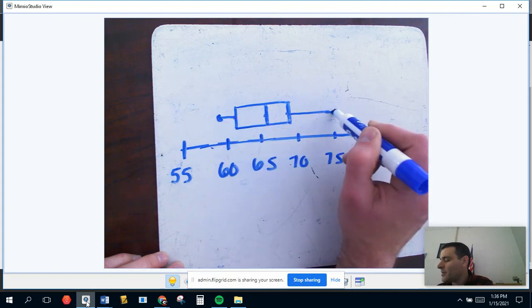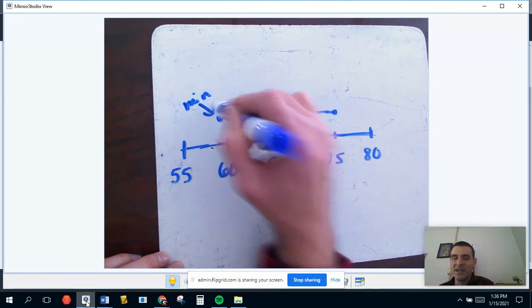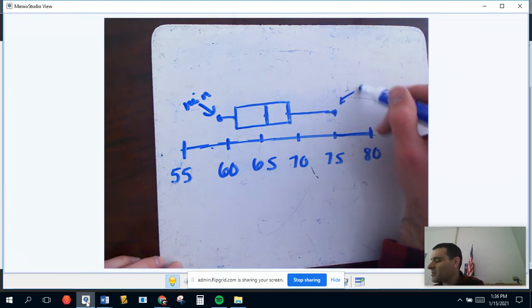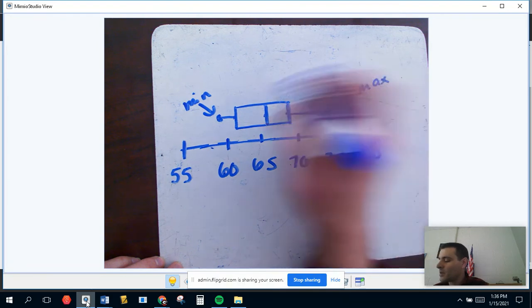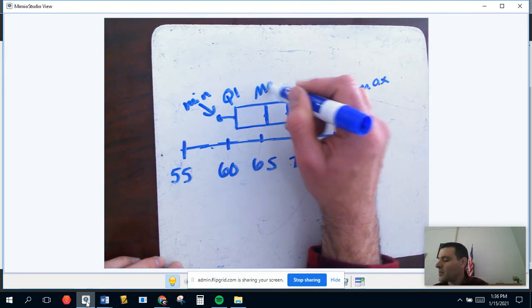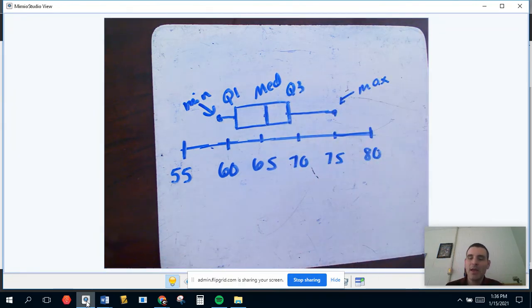Okay, so to be clear, this is the minimum. And you're not going to see those labels, but that's the minimum. This is the maximum. Q1, the median, and Q3. Okay. And what it does is gives you an idea, kind of, of the data.